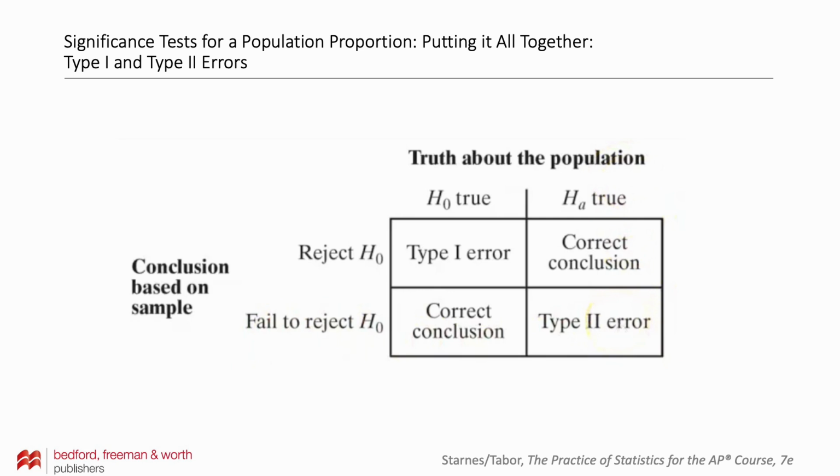So this matrix might help you understand a little easier. If you notice here, if we reject the null when the null was true, that's a type 1 error. But if we reject the null and the alternative was true, then our conclusion was correct. If we fail to reject the null when the null was true, that's perfect. We got a correct conclusion. If we fail to reject the null when the alternative was true, then that's a type 2 error.